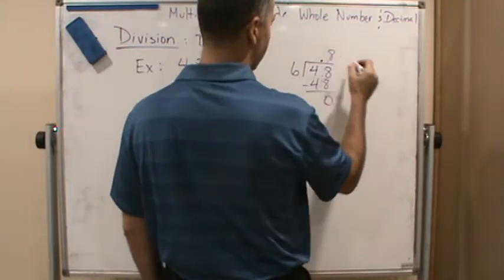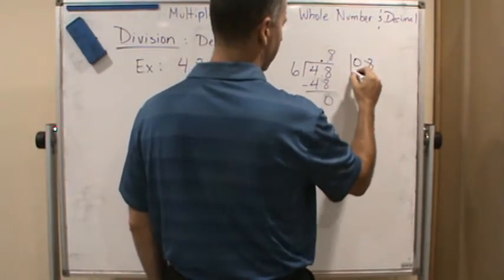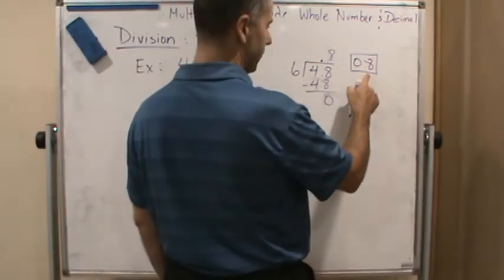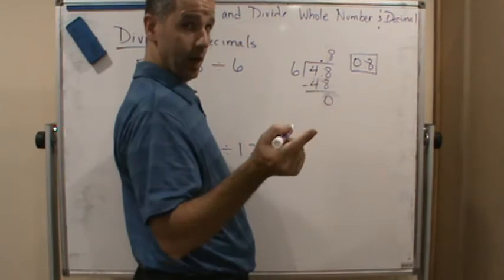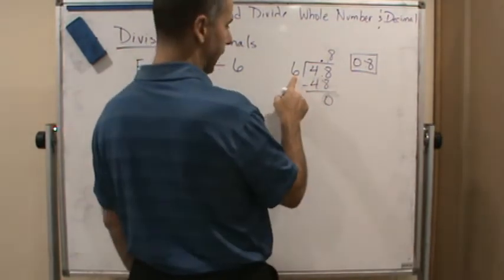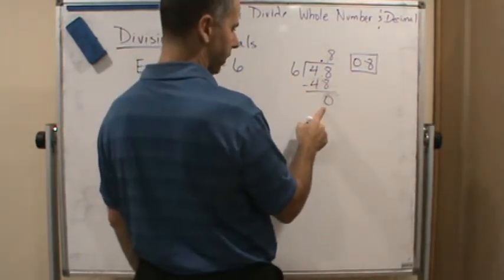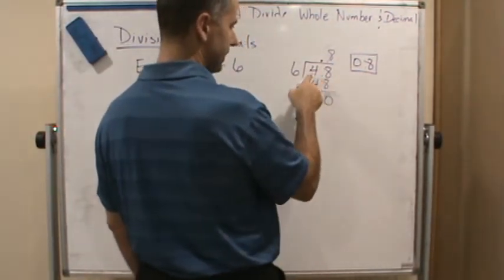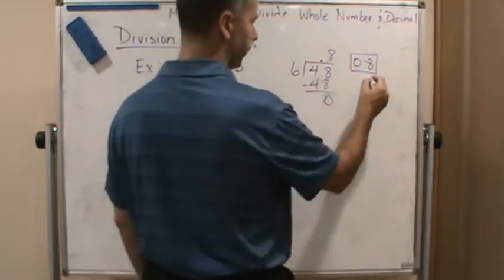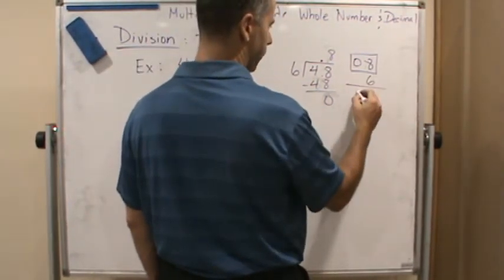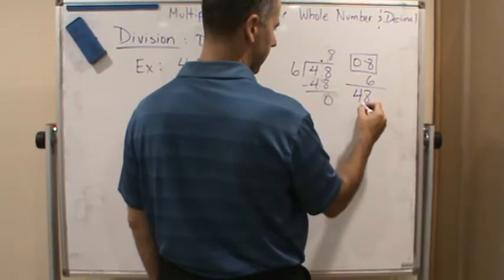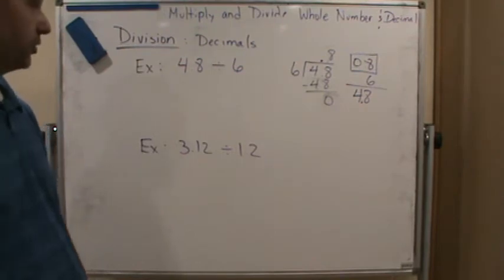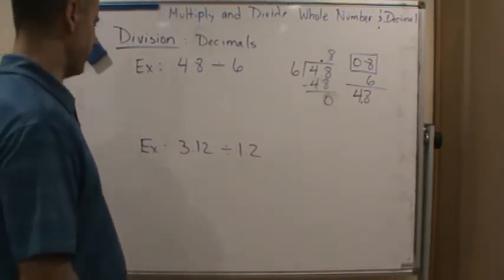So what's the answer? 0.8. And again, you can check by doing the multiplication. Remember, you can undo this by multiplying by 6 and adding the remainder. Well, since the remainder is 0, you just do 6 times 0.8 and see if you get 0.48, which you do. So 6 times 8 is 48, 1 decimal place. There you go. So we got right back where we started. So there's your check.